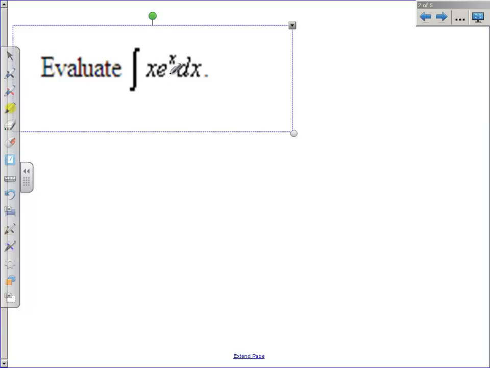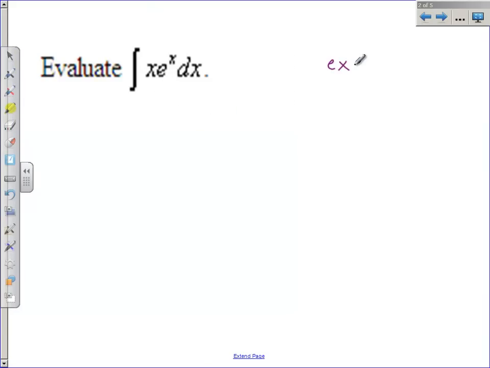All right, so let's take a look at an example. We're going to evaluate the integral of x times e to the x dx. I'm going to do a very simple example over here. Something that AB kids can do is if this was the integral of, say, 2x times e to the x squared dx, this would be a very easy integral for an AB kid to do because this is of the form the integral of e to the u du.